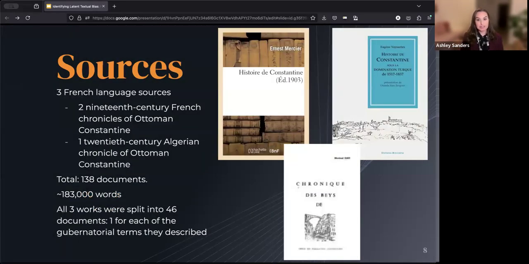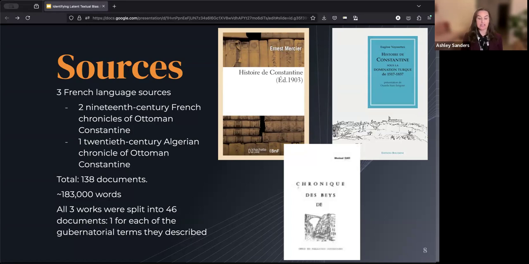So the sources that I'm going to focus on today in my talk are these three French language sources. There were many others that I used to corroborate my study, but these are the three that I did a deep dive text analysis on. Two were written by 19th century French scholars who were living in Algeria. They are chronicles of Ottoman Constantine and the governors of that region. And one was written by a 20th century Algerian scholar, which is also a chronicle of Ottoman Constantine.